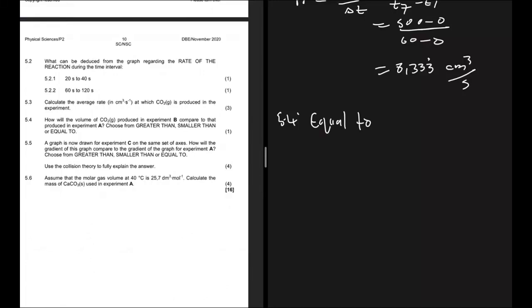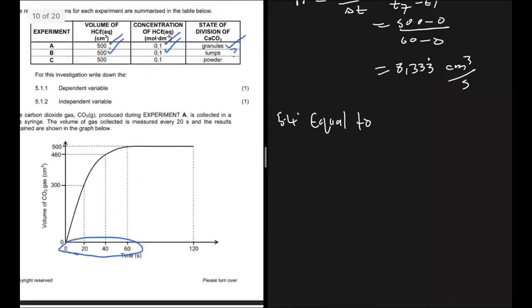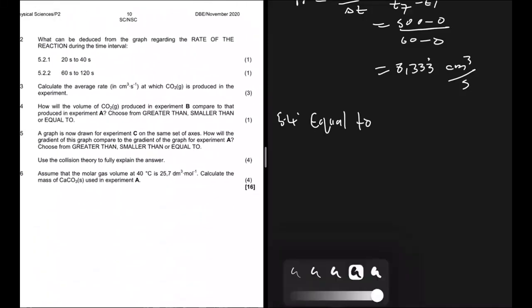5.5 says a graph is now drawn for experiment C on the same set of axes. How will the gradient of this graph compare to the gradient of the graph for experiment A? So this is experiment A, right? And then this is the graph, and they use granules. So experiment C is powder. So we are expecting experiment C to shoot up also, right? Let me use a thinner line, to also shoot up, but then the reaction ends quicker compared to experiment A, where they're using granules. So our question is asking us about the gradient.